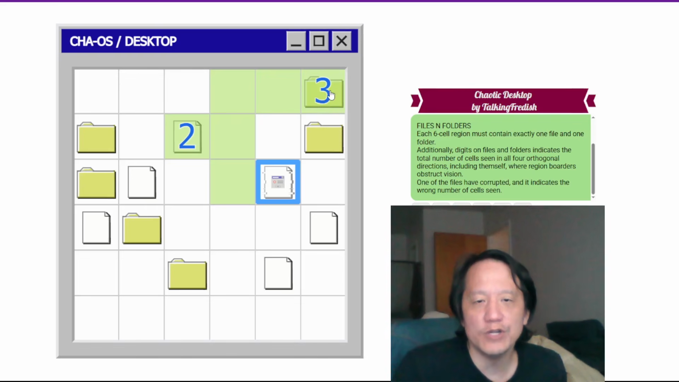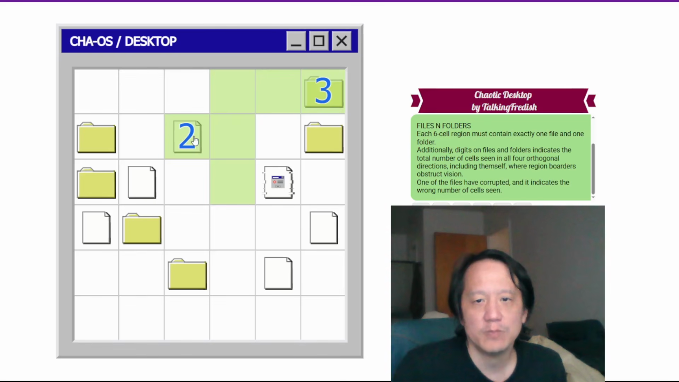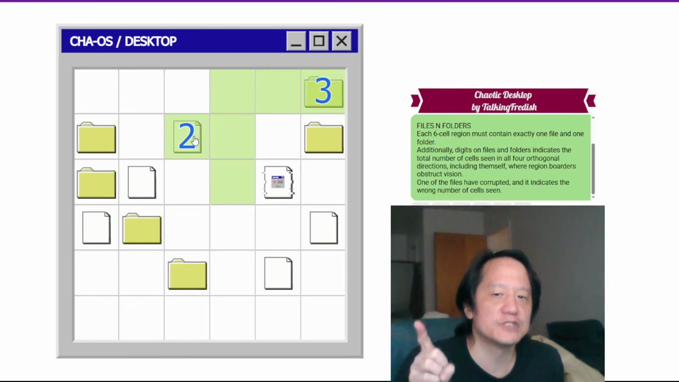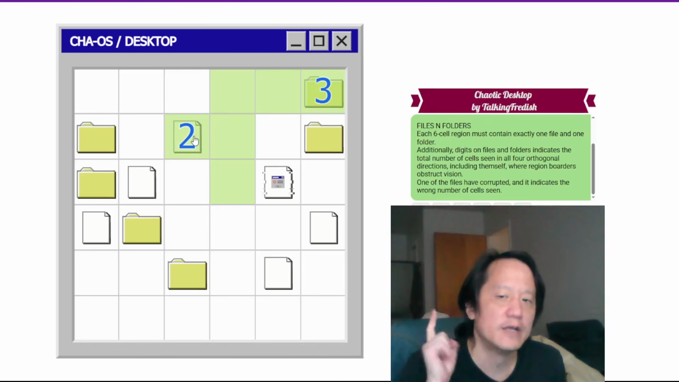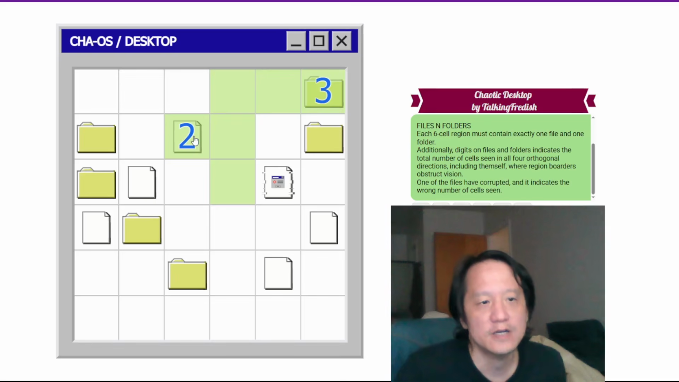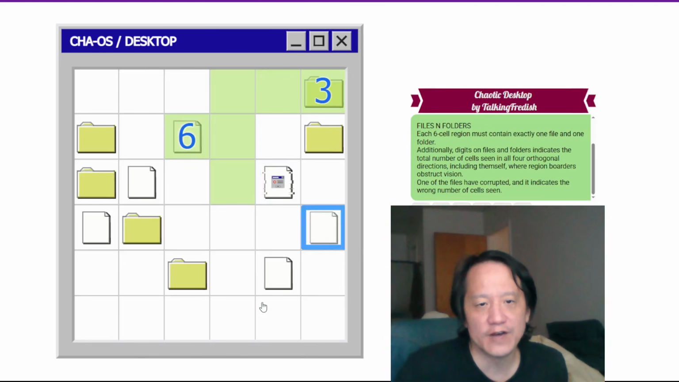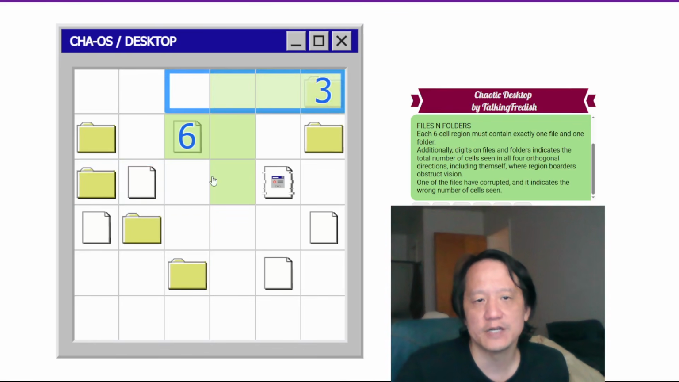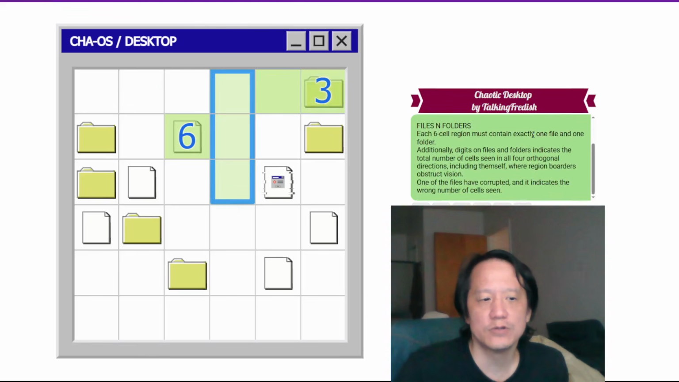So we know the folder sees everything correctly, but one of the files has been corrupted and it indicates the wrong number of cells seen. So this could actually be a wrong number, and you could have, say, a 6 there in one of the files. The folders have to see correctly. So there is that. And those are all the rules.